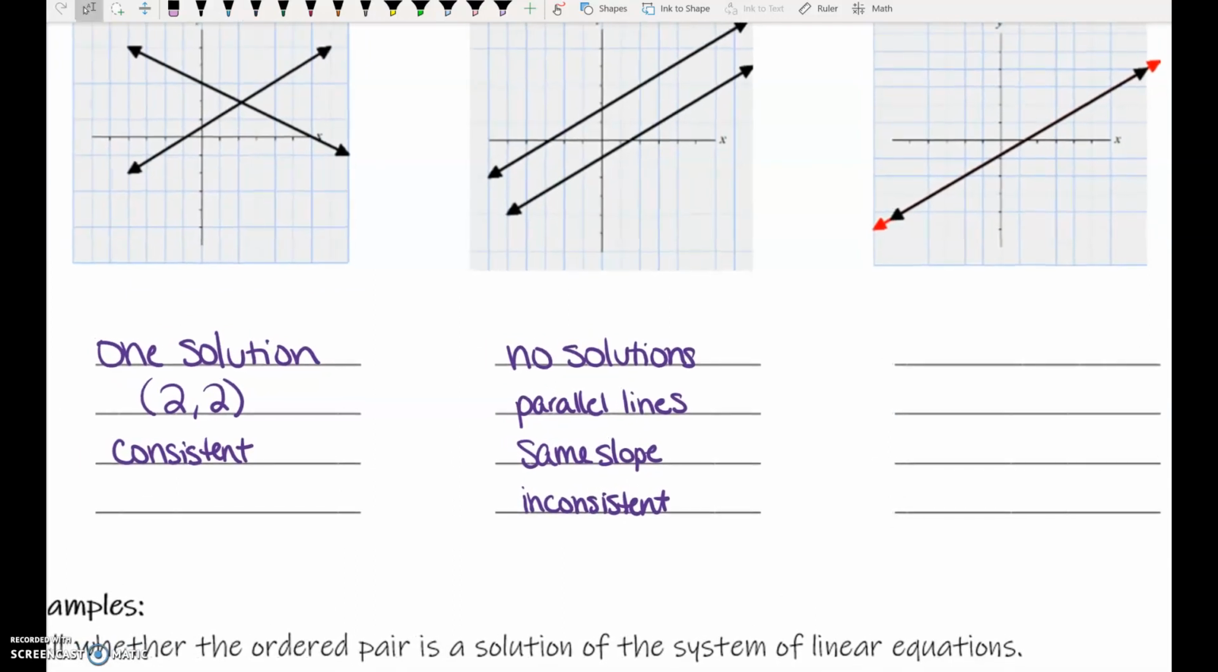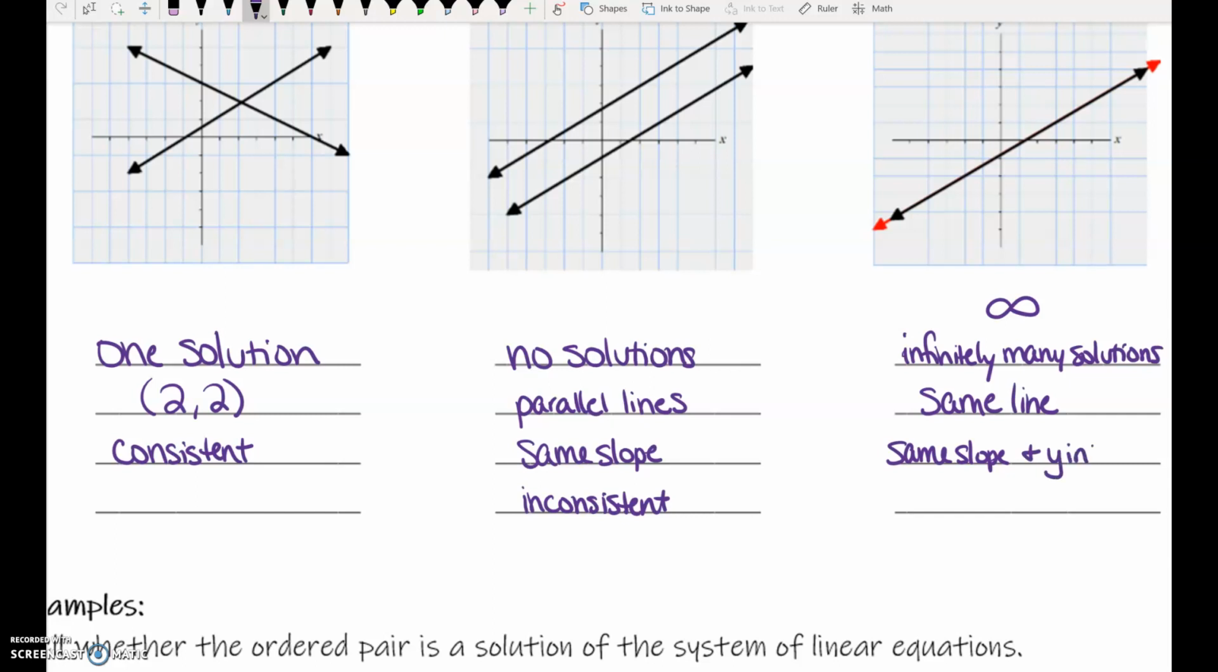And on the right, this is a system that has infinitely many solutions. Have you in the past used the letters IMS, infinitely many solutions? You can just write many solutions, many. You could write the infinity symbol for infinite solutions. This happens when the 2 equations are the same line. So they have the same slope and y-intercept.